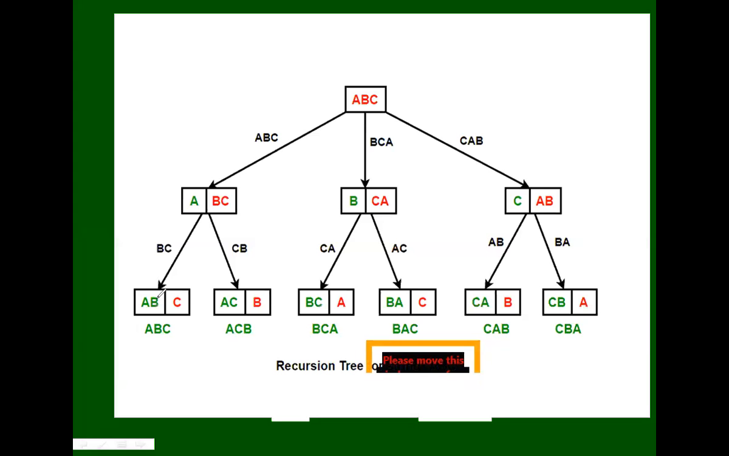So in this, A, B, C is not a solution, so we neglect this. This one is the solution. In this path we consider B, C, A, so this is also a solution. B, A, C is also a solution. C, A, B is also a solution. This one is not a solution. In this way you follow the constraints by using backtracking. Clear? Okay, so far clear.